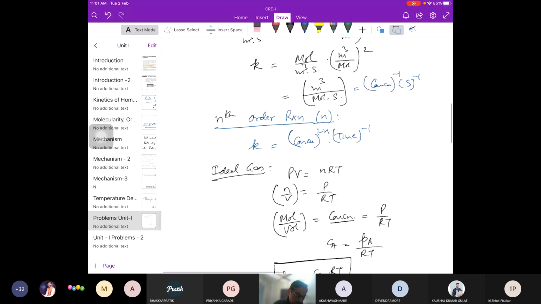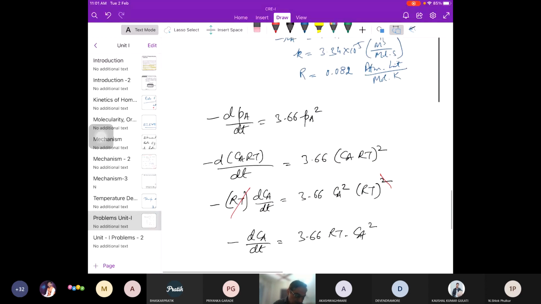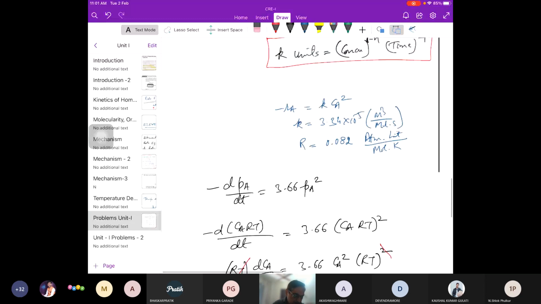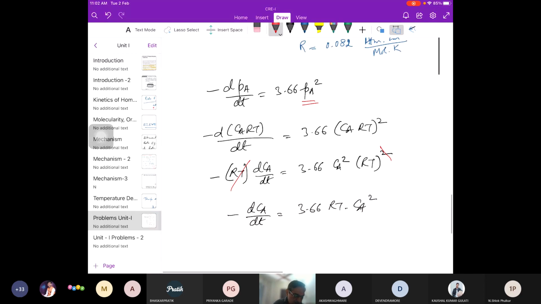Okay, so let's repeat that. The rate equation is given as minus dPA by dt equals 3.66 PA square. You can substitute for PA, the partial pressure, in terms of concentration, which is CA into RT, and we get this equation: minus d of CART by dt is equal to 3.66 CART whole square.